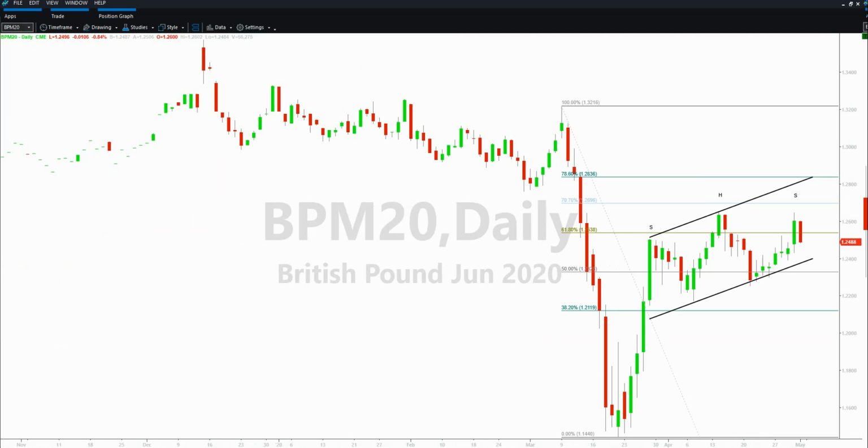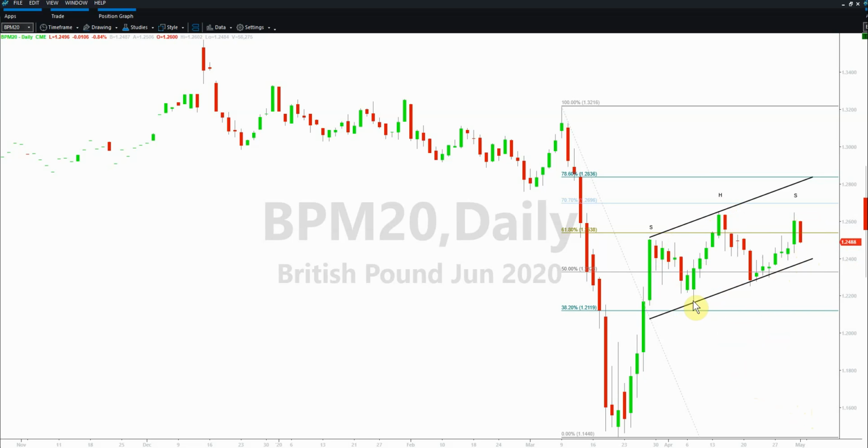Moving on to the British pound versus the US dollar futures, we can see that the market closed on Friday at 1.2488. There's a potential head and shoulders pattern here. We've got the head there, a shoulder. The neckline is the bottom of this parallel channel. Again, it's one to watch. If it breaks, then this could break down much lower.